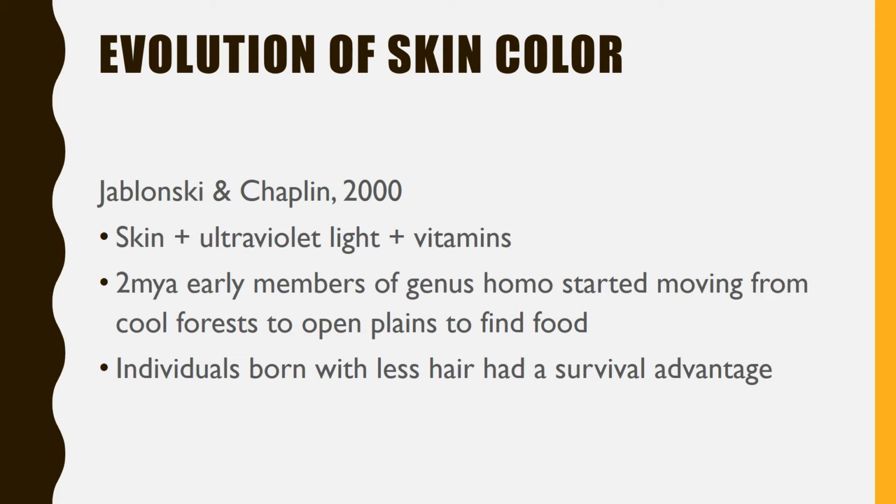in lecture. From what we can determine in the fossil record, around 2 million years ago, the earliest members of the genus Homo started moving away from forests to more open plains, essentially to find food. In this case, it was an adaptive advantage at this period of time to have less hair. Why? Well, it allowed for heat loss to occur, and this is likely around the time as well that we began adapting the mechanism that we now know as sweating.